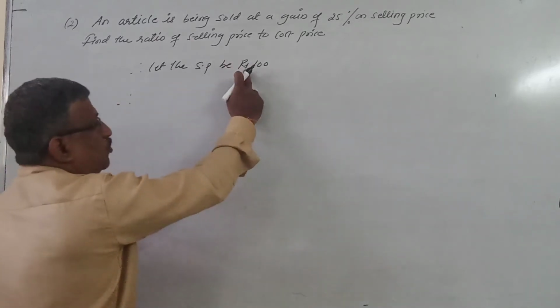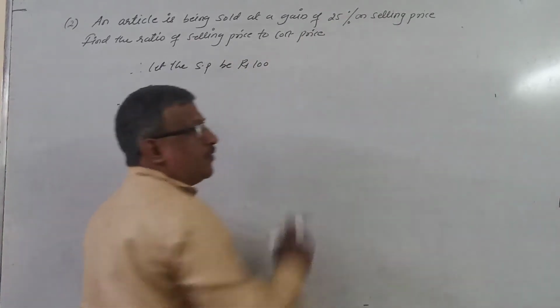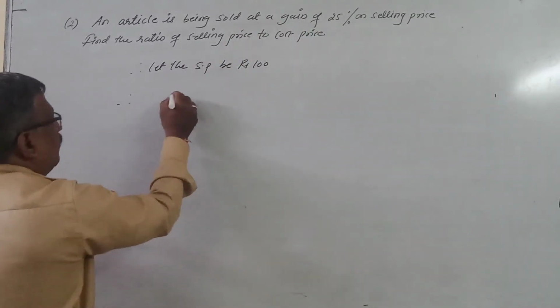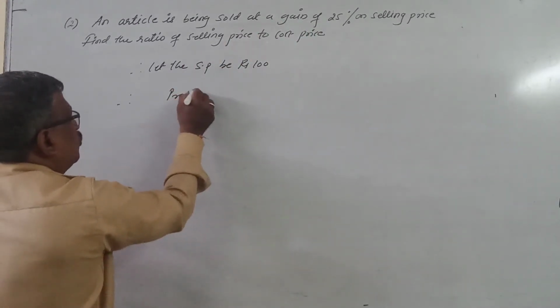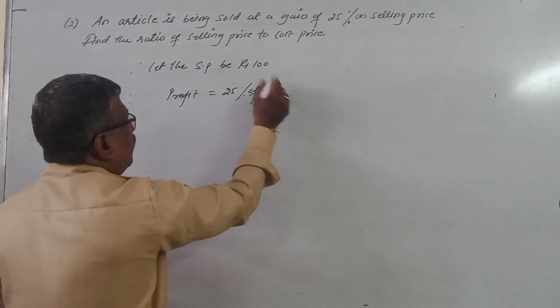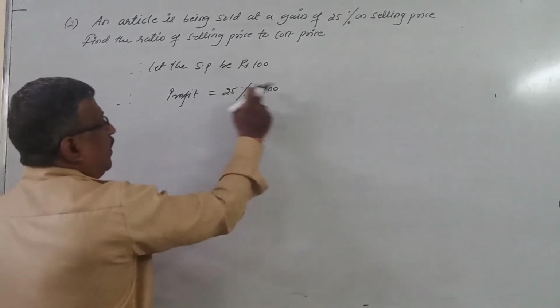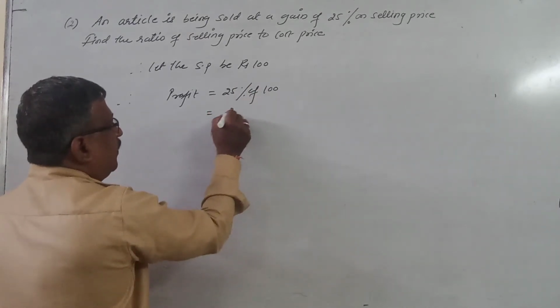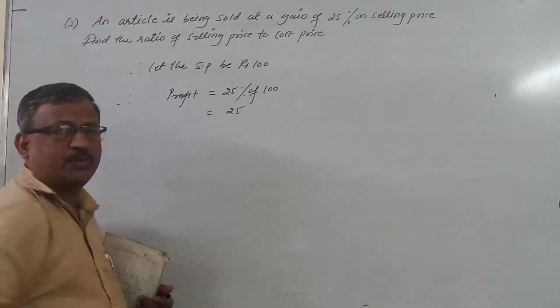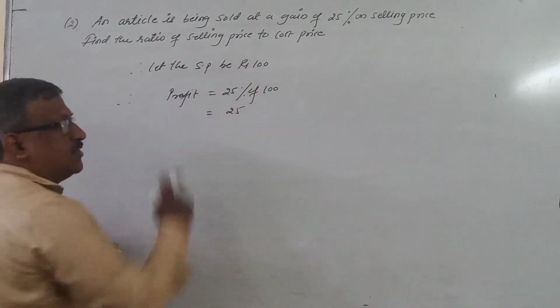Now selling price is known and you want 25% profit on which price? Selling price. So as selling price is known, I can easily find out the profit. So calculate the profit. Profit is equal to 25%. 25% profit on what? On selling price. So 25% of 100 rupees, if we calculate, you will get how much? 25 rupees. Means what you want? 25 rupees profit.